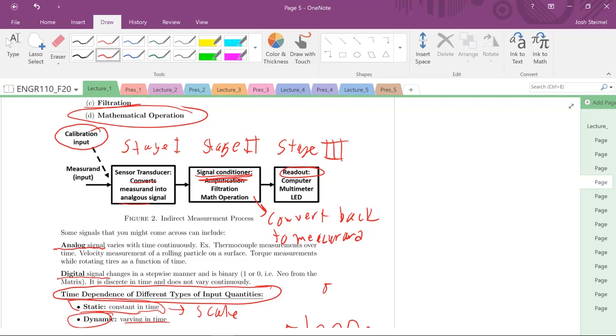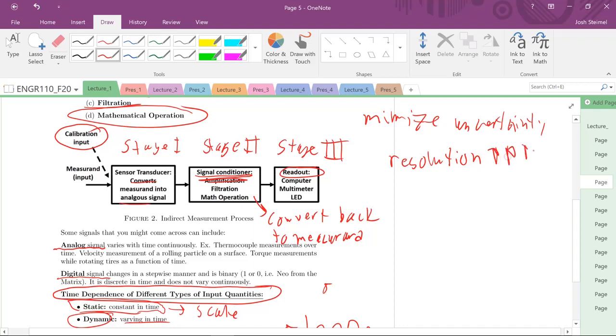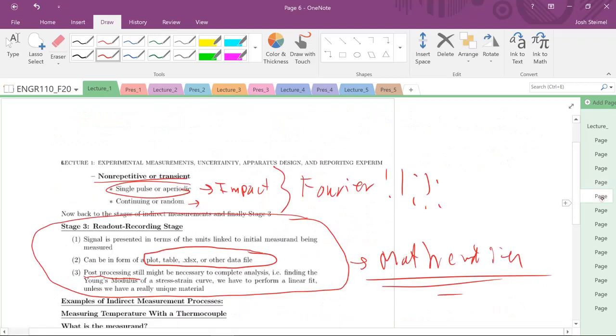When we're thinking about making measurements or designing an apparatus, we have to think about these 3 stages and how we minimize uncertainty in our measurements and improve. We want our resolution to be very high. High resolution. Excellent. So let's go ahead and do some examples like I promised last time.